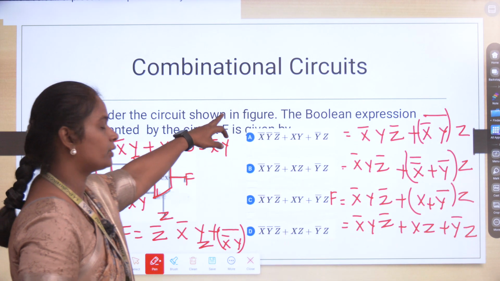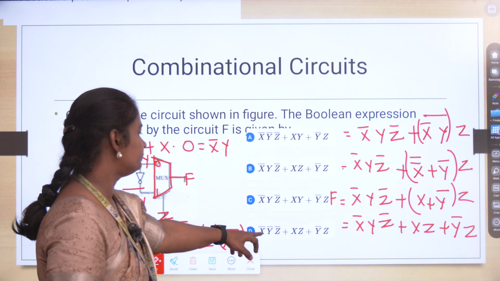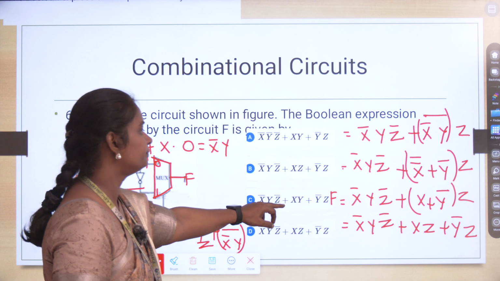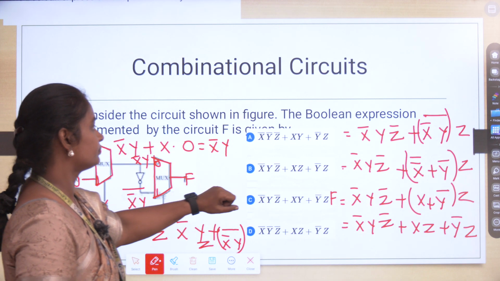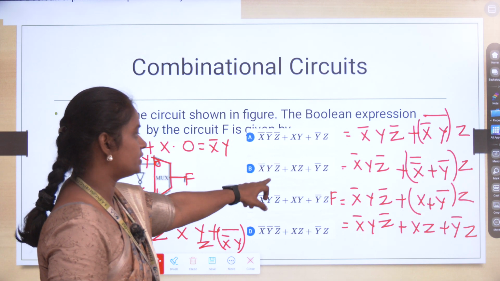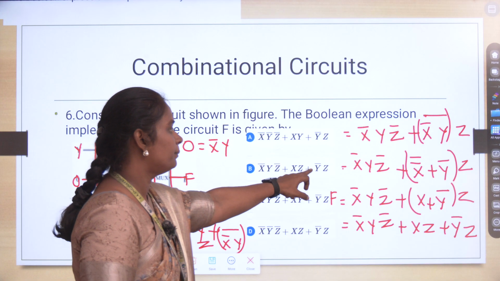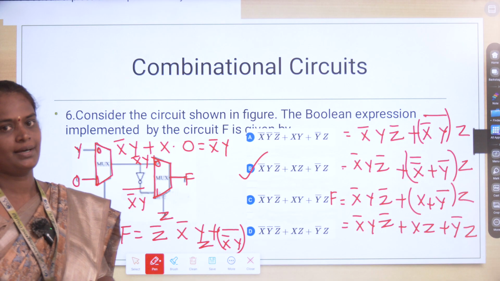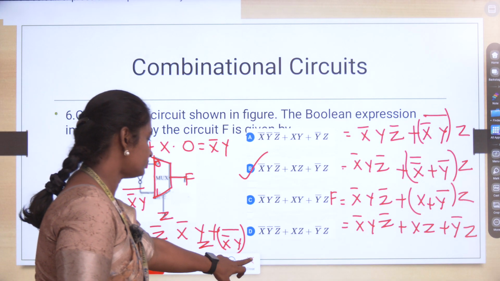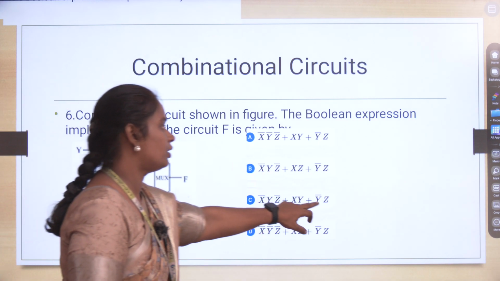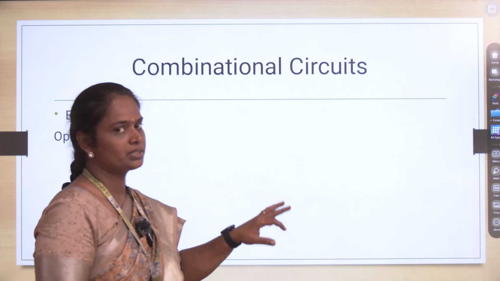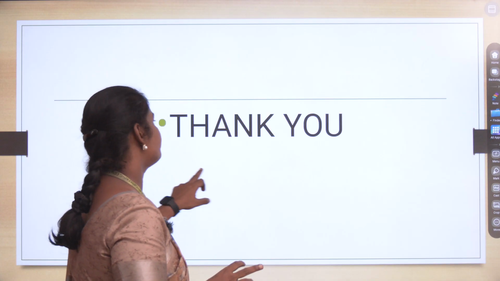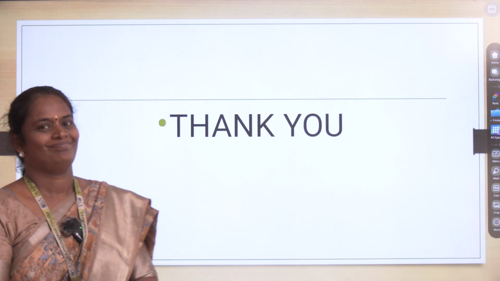So just look at the options. x bar y z bar plus x z plus y bar z. This option B is the correct answer. So for all these multiplexer questions, first we have to write the output equation. From that you can easily find out the answer. Thank you.